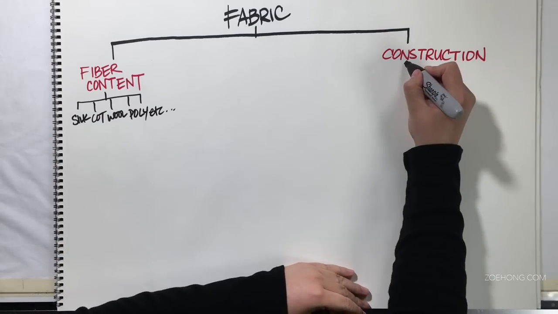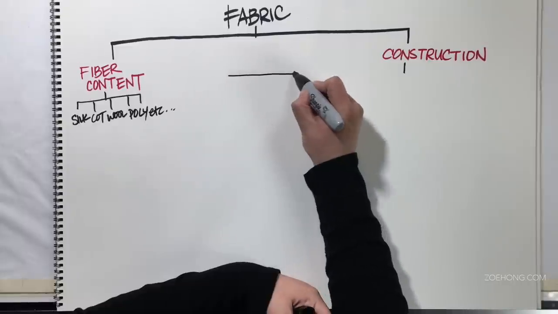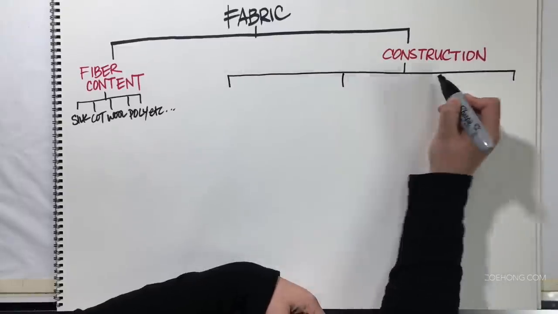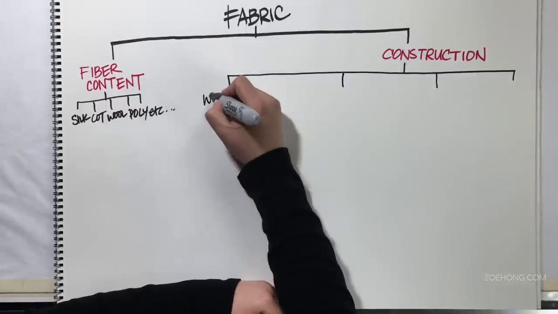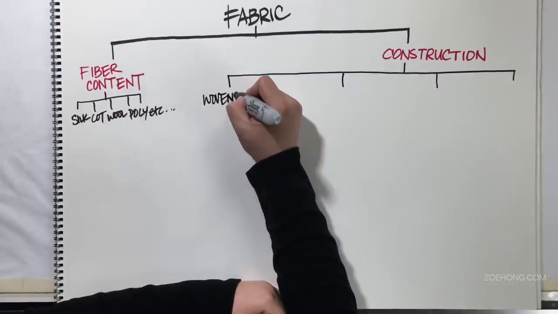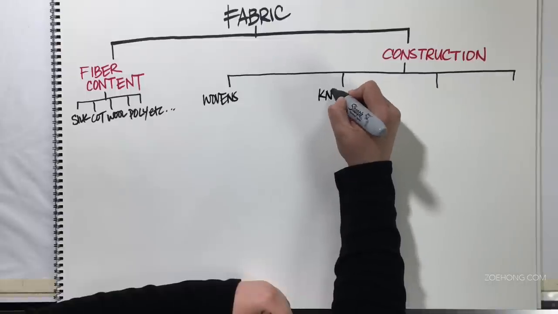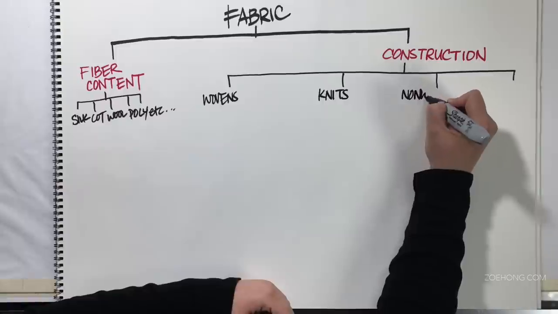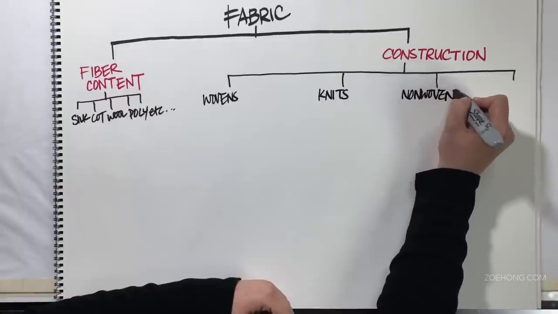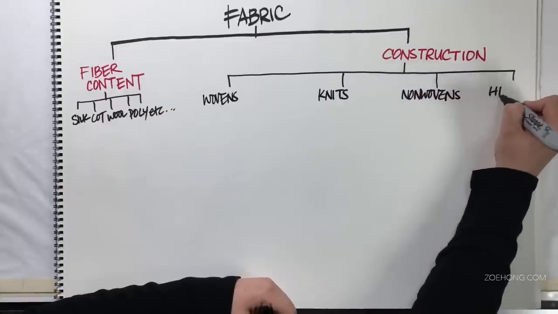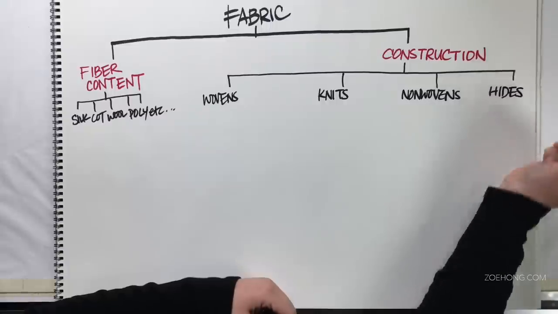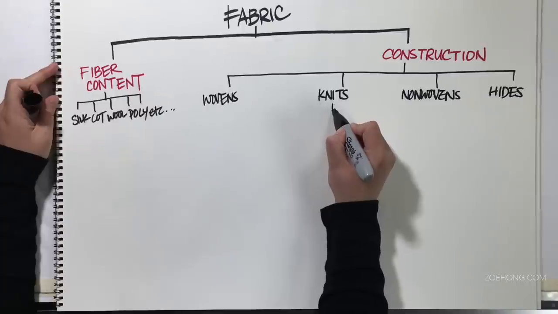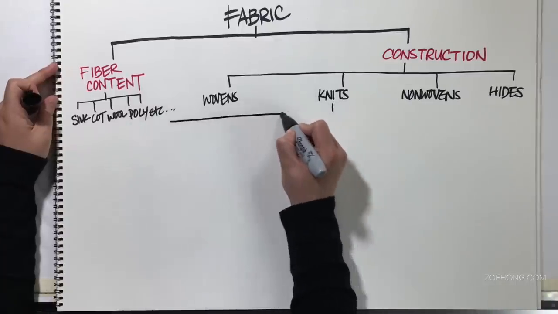Now, on the construction side, we have four main categories. We have wovens, knits, non-wovens, and hides. And you may be thinking, well, if you have wovens, then everything else is non-wovens, right? Technically, that's true. I feel you, okay? I get it. But what we call non-wovens is this category that is not woven, knit, or hide. But that's too long, so we just call them non-wovens.